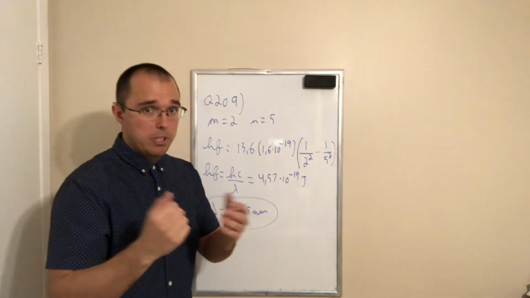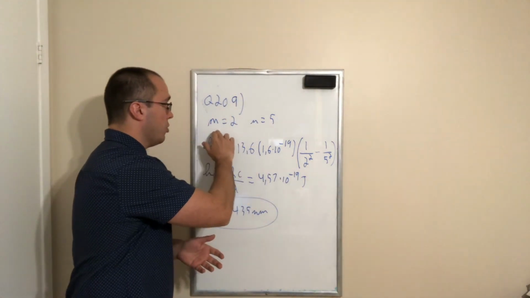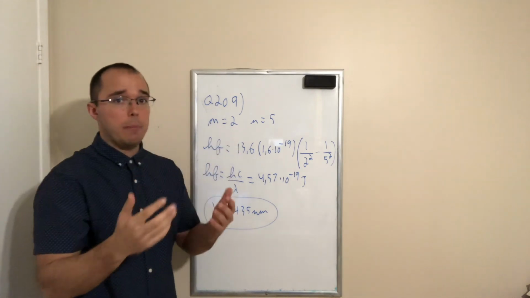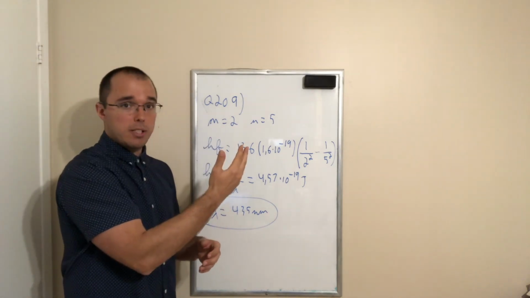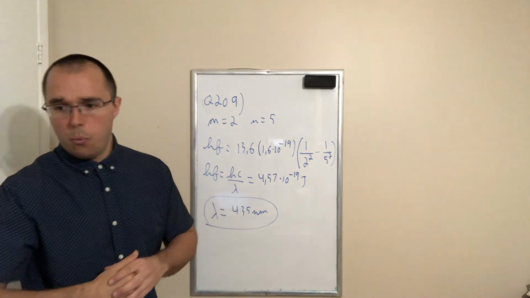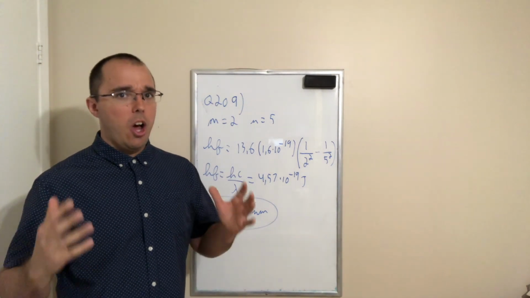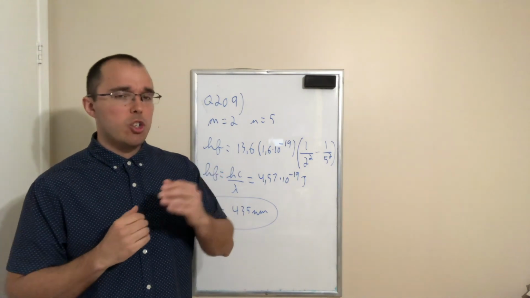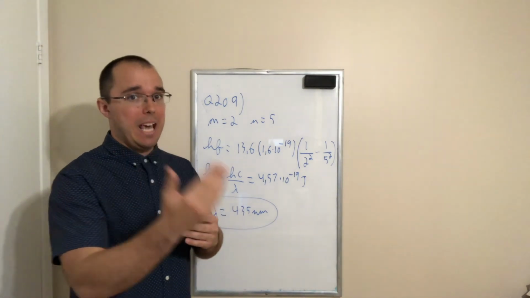So the only two pieces of information we're given are the levels. The lowest level being 2. Remember, m here represents the lowest level. n is equal to 5, the highest level. So we want to find the wavelength. We need to find what will be the energy of the photon being emitted.